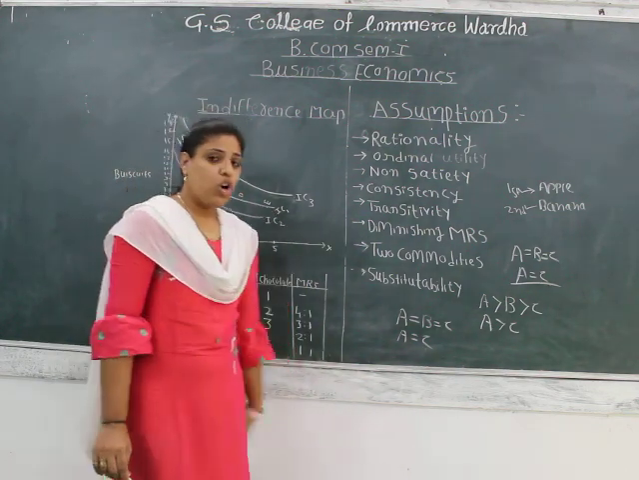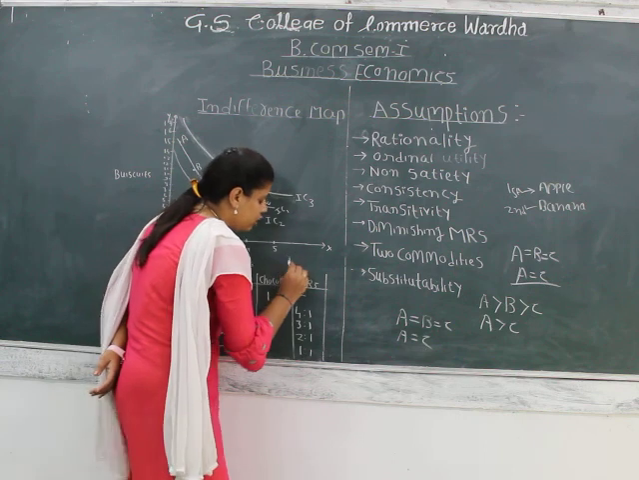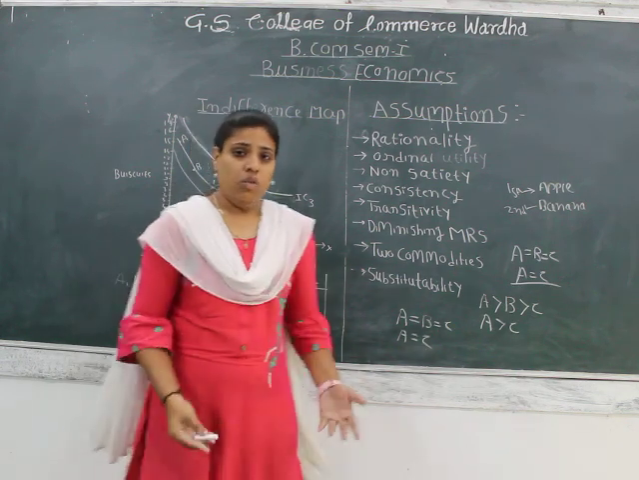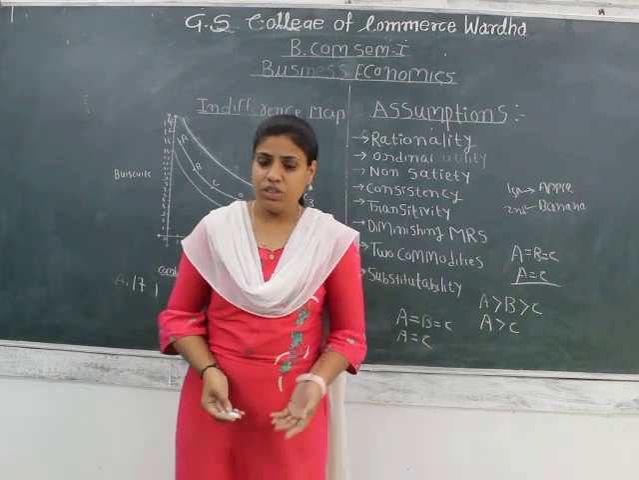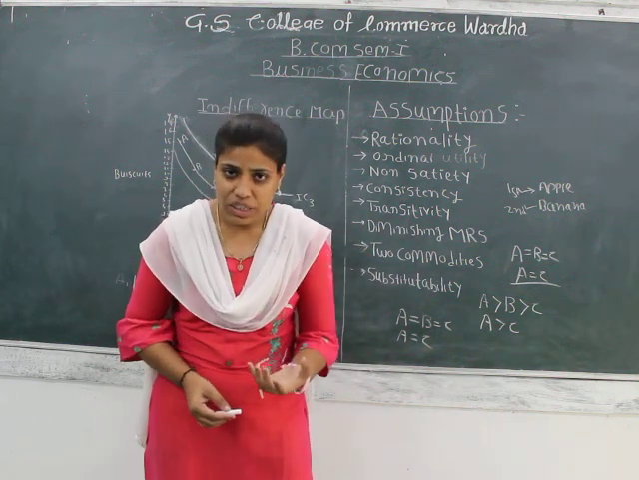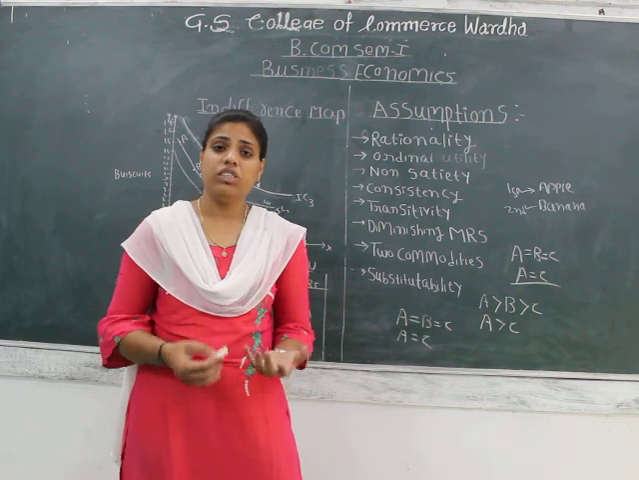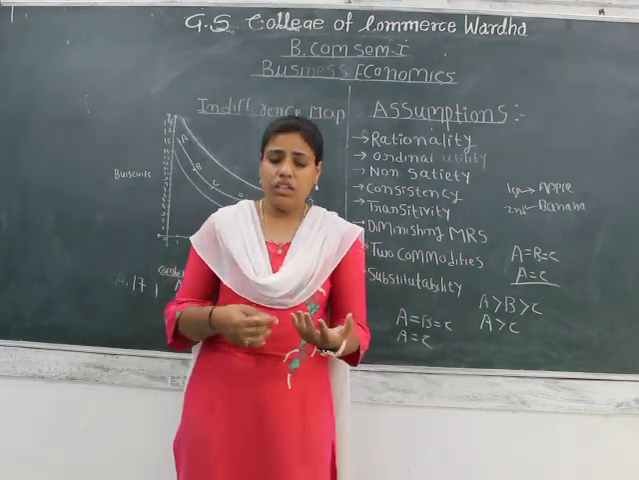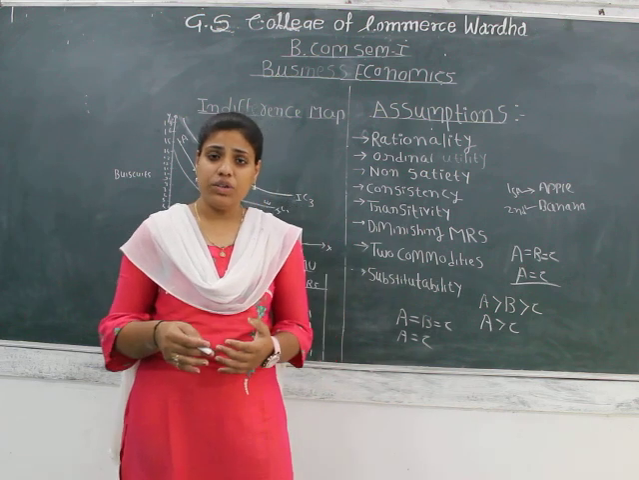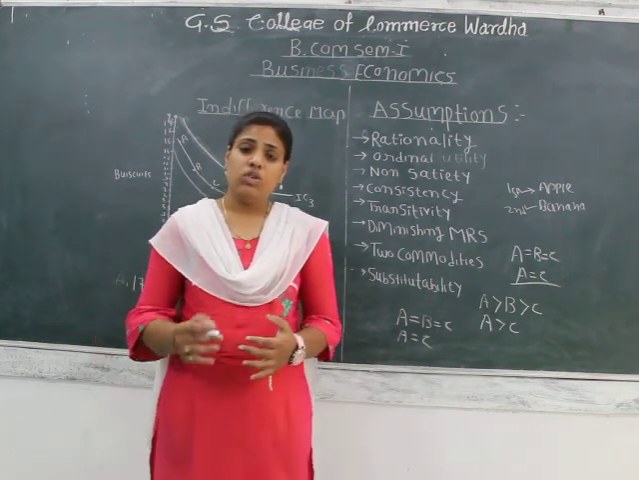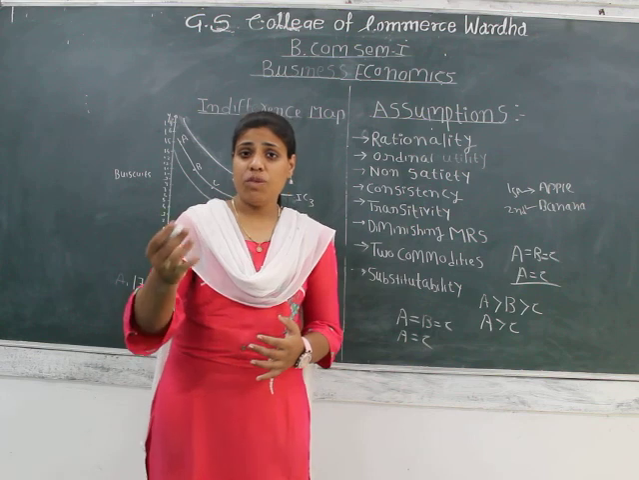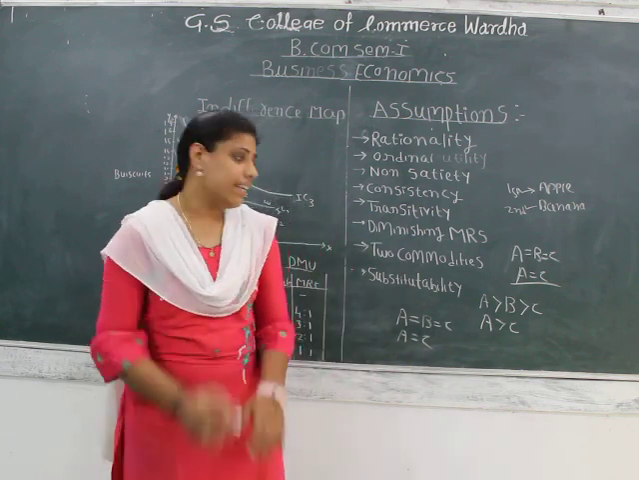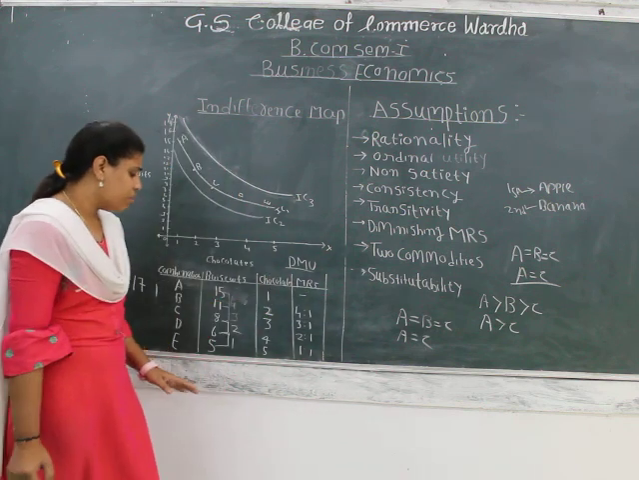So now the question is, why is there diminishing marginal rate of substitution? It is because of the diminishing marginal utility of the consumer. What is meant by diminishing marginal utility? The law of diminishing marginal utility says that when the consumer obtains additional units of the same commodity, the utility that the consumer obtains from the additional units goes on declining. So here the same thing is happening.